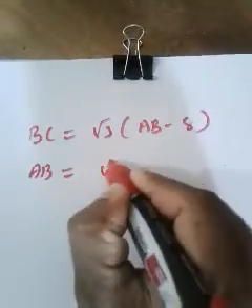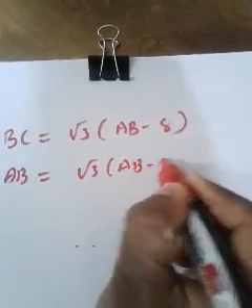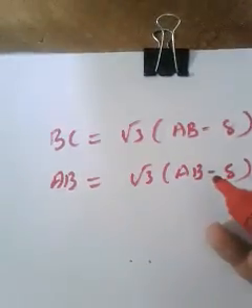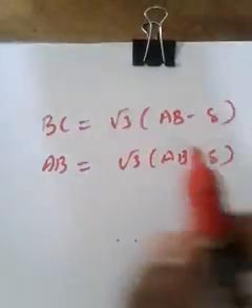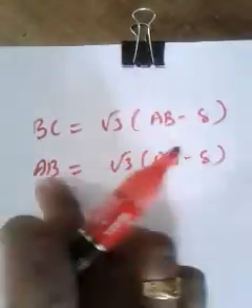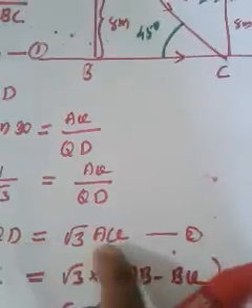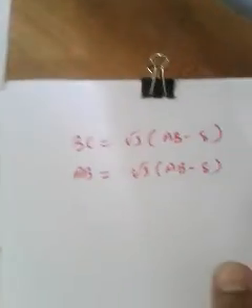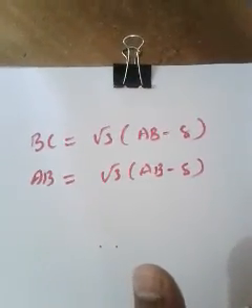AB is equal to what? Root 3 into AB minus 8. Now this equation consists of only one unknown, which is AB. It was in terms of two unknowns, but automatically after each step it will be in one unknown. There exist many different methods of solving this kind of question. This is only one way of solution.